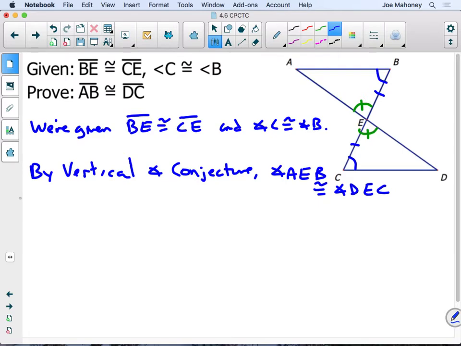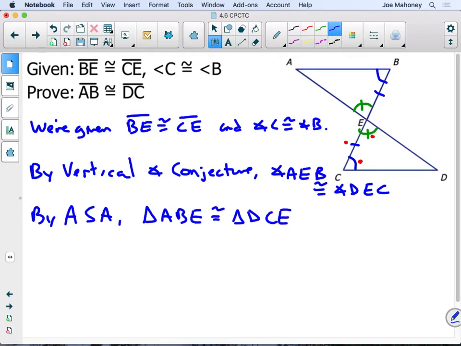Now, as I look at my figures, I have angle, side, angle. So I'm going to say that by ASA, triangle ABE is congruent to triangle DCE. Now, here's where our new thing comes in, our CPCTC. Because I don't just want to say that the triangles are congruent, but I want to say whether these 2 parts of those triangles are congruent.